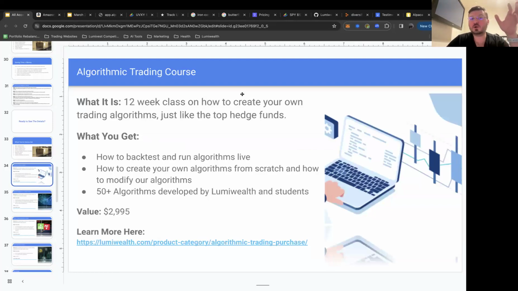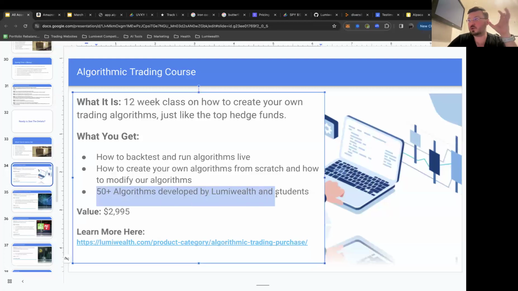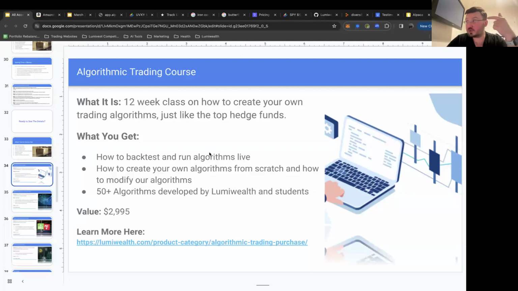It's a 12-week long course that teaches you how to build your own trading algorithms, just like the big hedge funds do. You're going to learn how to backtest and run your algorithms. You're going to learn how to create your algorithms from scratch and how to modify the ones that we have. And you're also going to get something like 50 different algorithms in this course alone. We're also revamping this course to make it even more modernized. So if you were to subscribe to us, over the next few weeks, you're going to get an even newer version of the Algo Trading course as well.